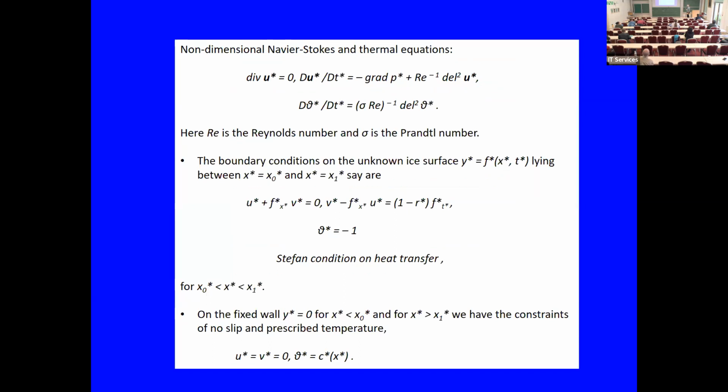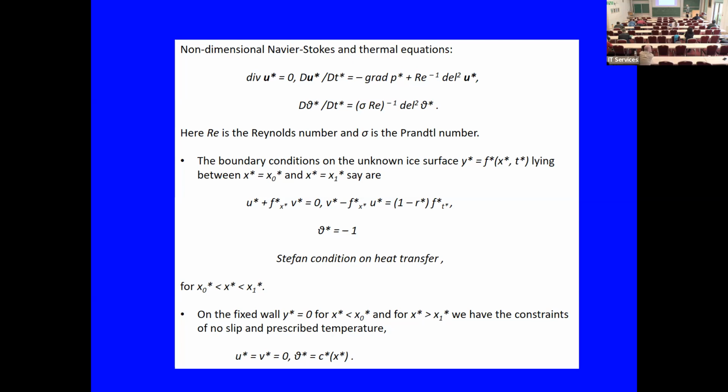Good, okay. So starting with the Navier-Stokes equations, basically what we've seen before, but non-dimensional, there's a Reynolds number, there's the Prandtl number sigma, involving diffusion. On the unknown ice surface, the boundary conditions are that, essentially, it's no slip, but allowing for the movement of the ice and the creation of extra water or less water. On the ice, we're assuming that the melting temperature is maintained, -1. Or we're assuming the ice is all at the freezing temperature or melting temperature. There's a Stefan condition on heat transfer involving the latent heat. And this applies on the ice surface, which is between some x naught and x1. X1 might be infinite for a step.